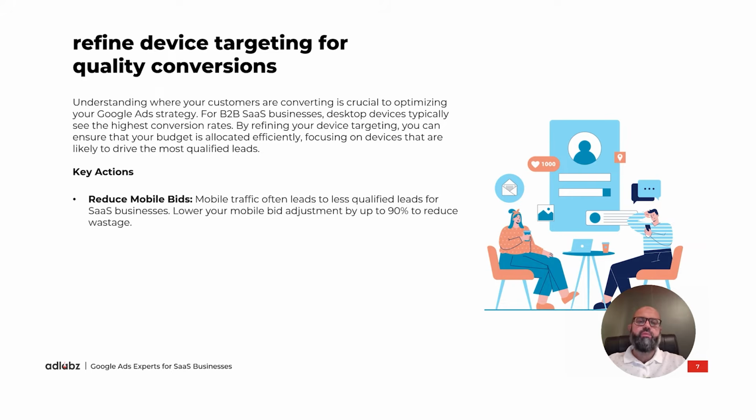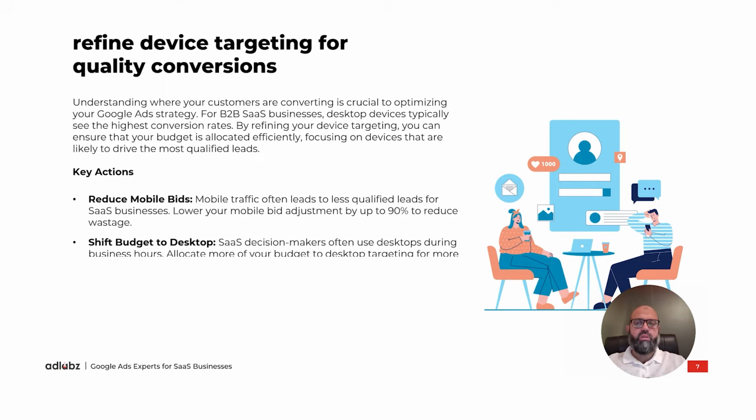If you reduce it by 100%, the mobile traffic will stop coming. Your ads will not be shown on any mobile devices or to any customers who are searching using their mobile devices. We don't want to do that. You can reduce mobile bids so that your budget is automatically shifted towards the desktop devices.